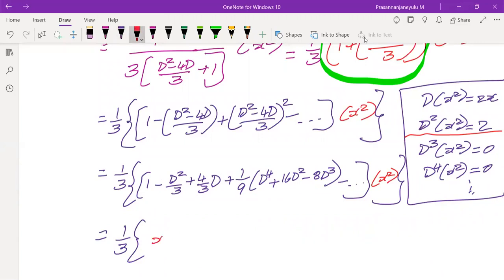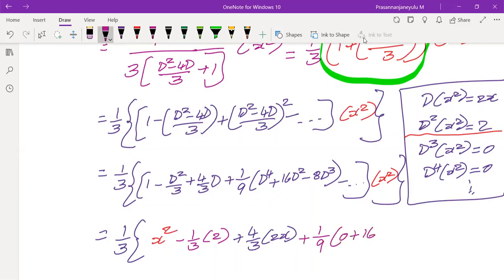X square is the first term, minus 1 by 3 into, what is the next term? D square of x square. What is the d square of x square? Already we did it in the rough work. What is the d square of x square value? Is 2. Just we'll write 2, plus 4 by 3 into d of x square. What is the d of x square? 2x. Already we did it in the rough work. Plus 1 by 9 into, what is the d power 4 of x square? 0, plus 16 into, what is the d square of x square? Is 2, minus 8 into d cube of x square is 0.